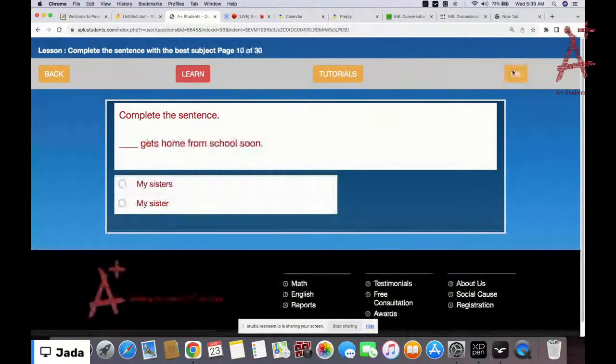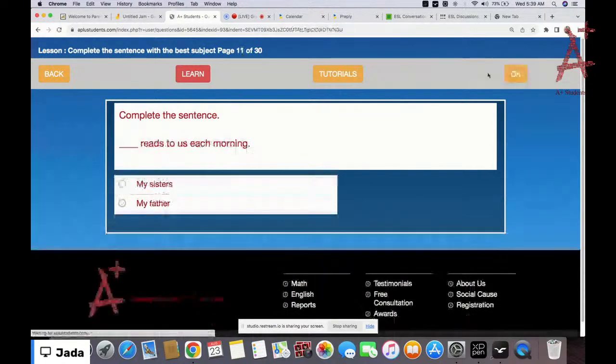Now, the next one says gets home from school. Gets with S, right? So now you're going to find what? You will find a subject without S. So because when it says gets, it's what? It shows that it is what? It's a singular verb. So you need to find a singular subject. So it's going to be my sister. All right? So, yes. Thank you. That's the answer. Okay, so my sister.